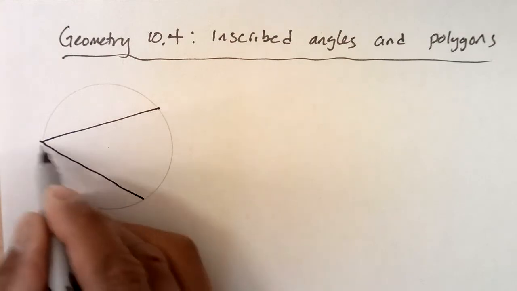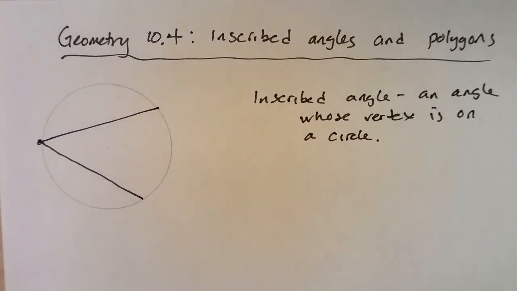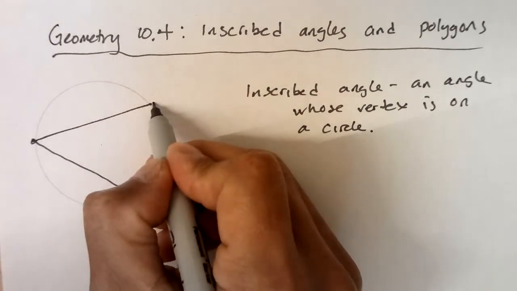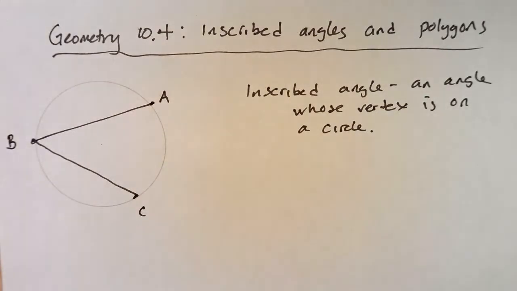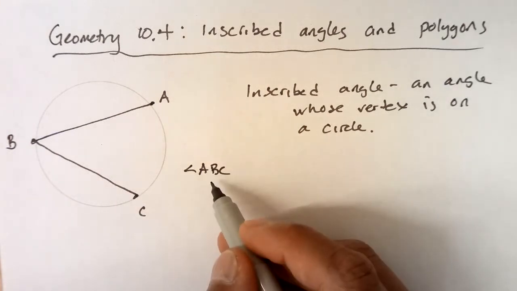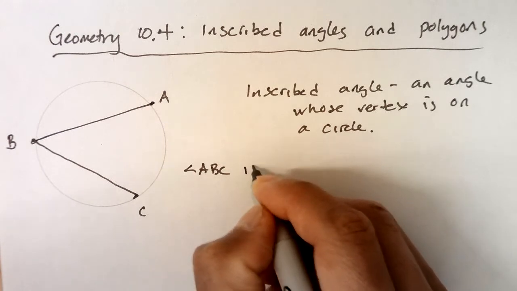An inscribed angle has the vertex on the circle. A central angle has a vertex at the center. An inscribed angle has the vertex on the circle. So if I let this be A, B, C, all the points A, B, and C are on the circle, but specifically angle ABC in the diagram, since the vertex of that angle is B and that's on the circle, that's an inscribed angle.